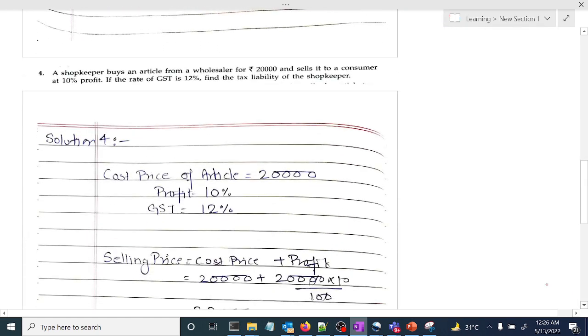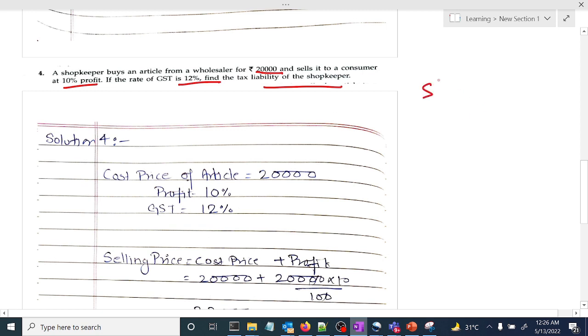Let's go to question number 4. A shopkeeper buys an article from a wholesaler at 20,000 and sells it to a consumer at 10% profit. So the shopkeeper buys an article from a wholesaler at the price of 20,000 and sells it to the customer at 10% profit. The rate of GST is 12%. So find the tax liability of the shopkeeper.